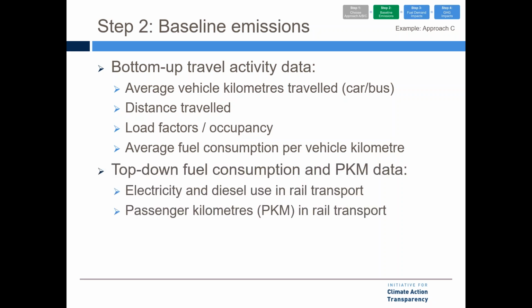As I said, it's a combination of bottom-up and top-down data. So for the public transport, in specific for the rail transport, you can use top-down data, meaning the total of electricity and maybe diesel that's used in the rail transport sector and total passenger kilometers traveled with trains.